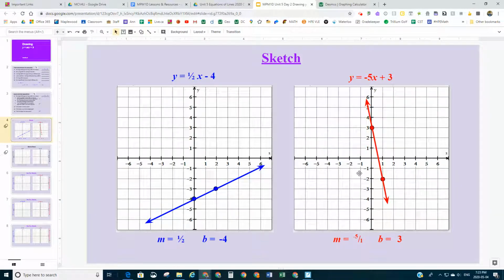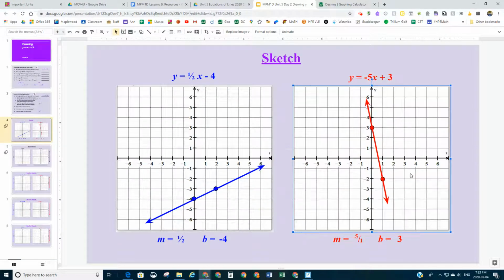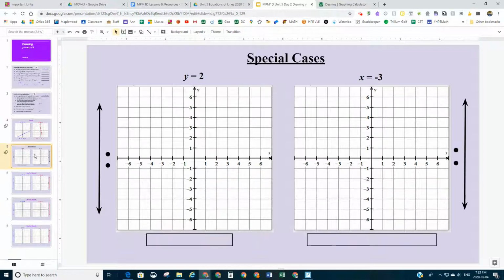Okay, and then we've sketched that. If at any time you accidentally grab the graph and move it, just push Control Z and it'll put it back. Okay, so that'll be fine. Right, so we've sketched y equals -5x plus 3. Most of the ones you're going to sketch are like these. There are a couple of special cases that I just want to talk about before I send you off.